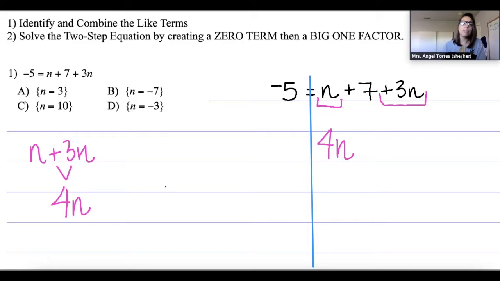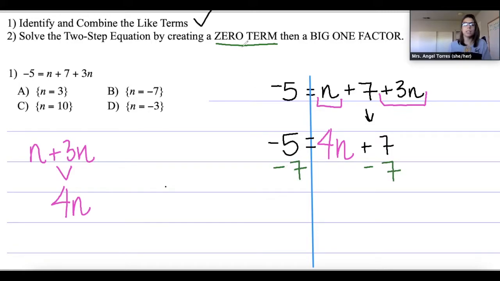And then we can't forget that we have this plus 7 still in the expression. So step one, I have combined my like terms. Step two, we want to create a zero term out of the constant. So the constant here is 7. So to make 0, I would subtract 7 from both sides. That creates a zero term. And negative 5 minus 7 is negative 12.